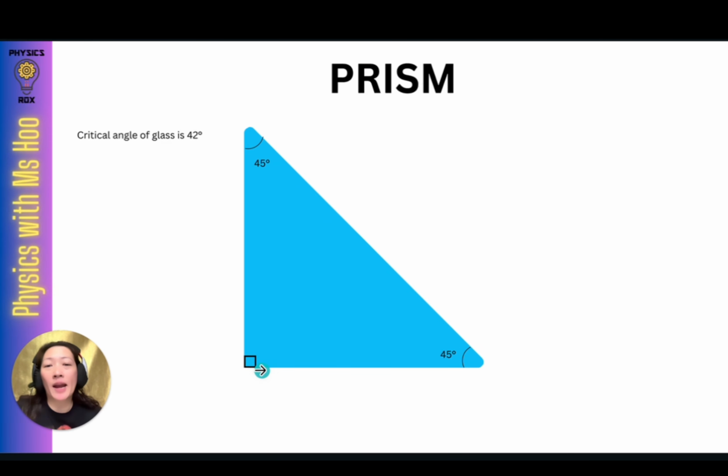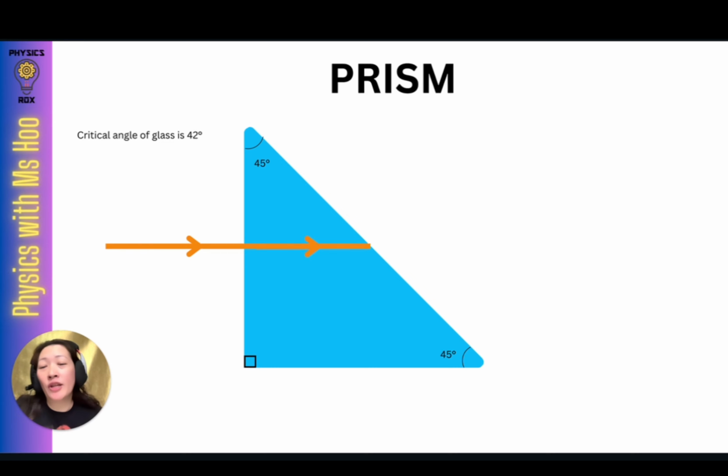So on this slide, we are looking at a diagram of a prism, and this particular prism is a right angle prism with two 45-degree angles. Now the angle is very important, which we'll take a look at in an upcoming slide. For now, let's focus on this prism. Now let's say a light ray is coming into the prism from the left-hand side like this. What happens at this point? Will the light ray refract?